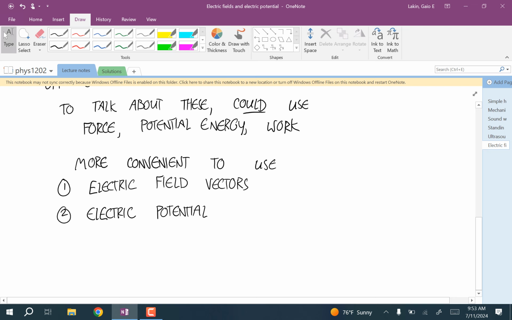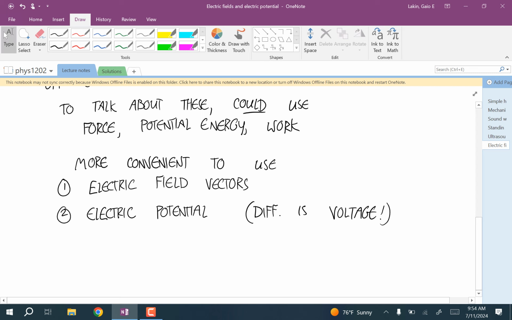Electric field vectors we're going to use for a lot of calculations, but those don't relate to anything that you deal with in your daily life. But electric potential is something that you're very familiar with, at least you've heard about many times. A difference in electric potential between 2 points, the difference between two electric potentials, is the voltage. And voltage is going to be an important idea in talking about electricity.